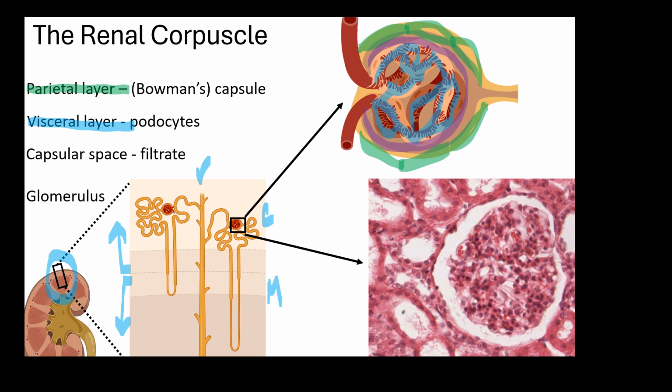All of these structures, the glomerulus, which is the name for the capillary bed, the visceral layer, which has the name of podocytes, that capsular space that's filled with filtrate, and then the parietal layer of those simple squamous cells are all collectively called the renal corpuscle.